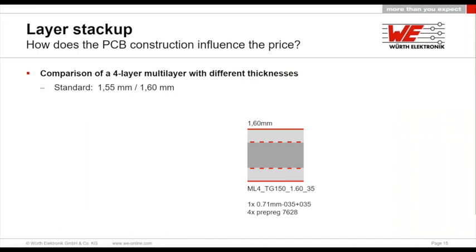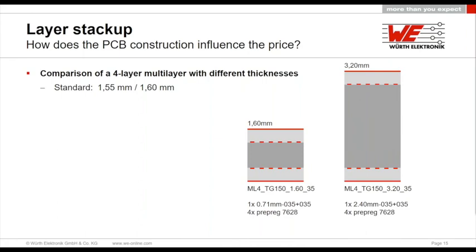And we start with your preferred build-up. And I assume that this will be the preferred build-up because this 1.6 millimeter basically is the industry standard. Here you see our standard build-up for a 1.6 millimeter board. We use an 0.7 millimeter core with 4 prepregs, and the glass style would be 7628.